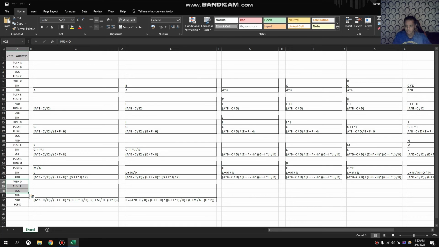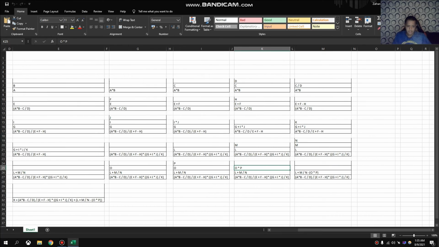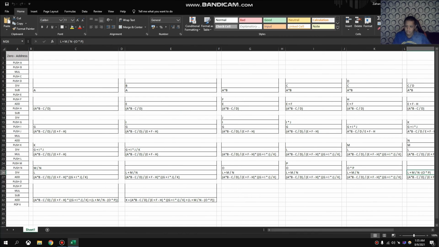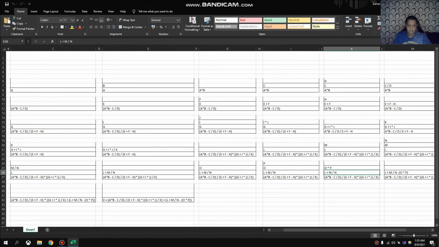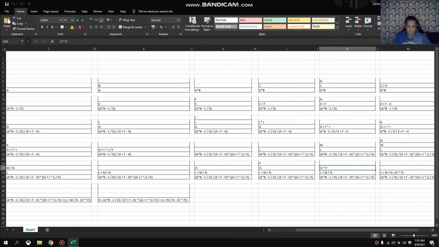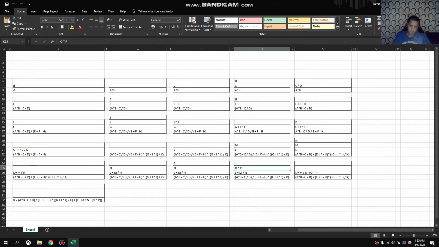Then we do the multiply. That means O multiply P over here. And then the next one is SUB. That means this one needs to be subtracted with this one. I mean L plus M divide N needs to be minus O multiply P. But we have to put the bracket so that we don't interrupt the other operations.